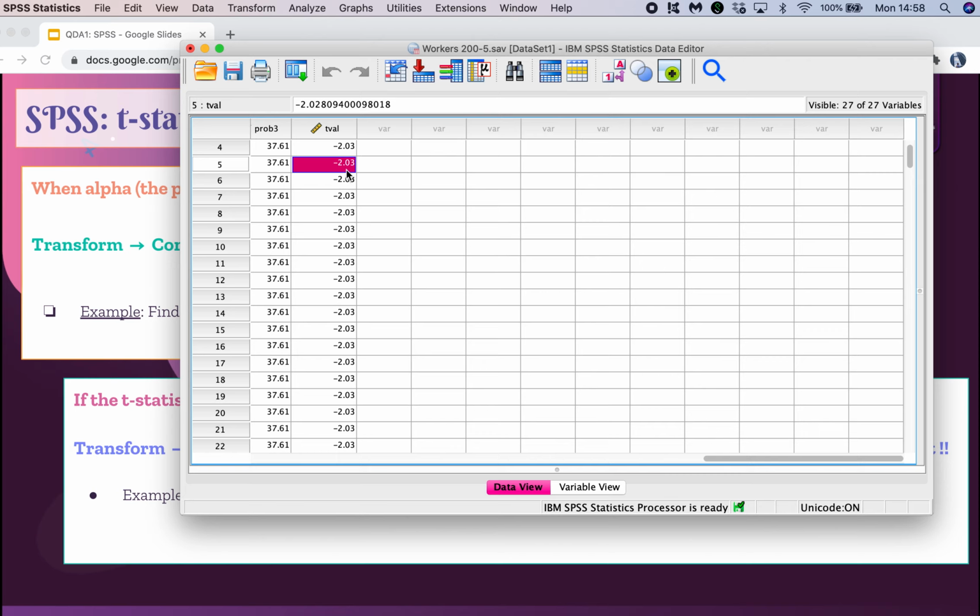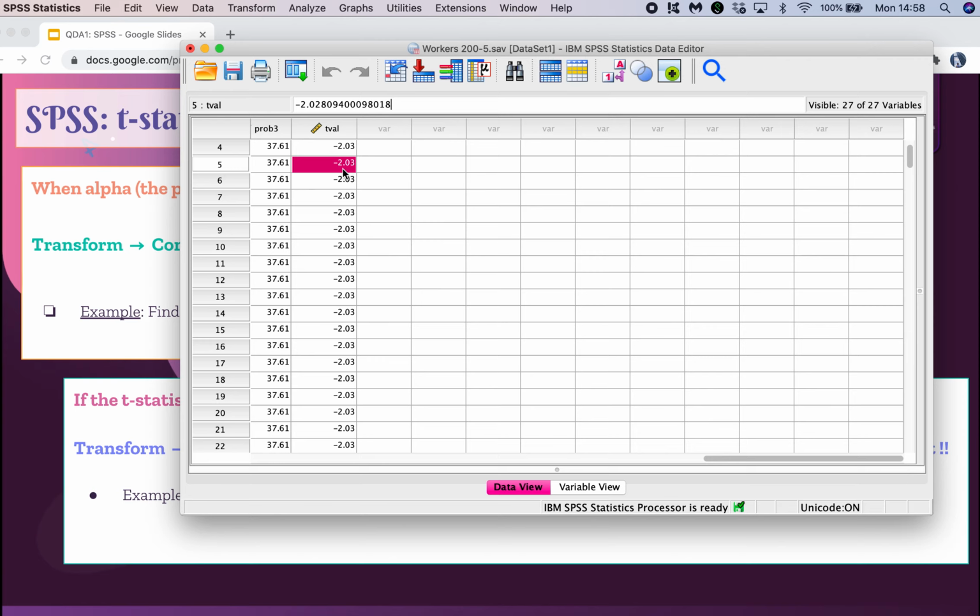And if you want, again, a more specific decimal count rather than just to the hundredths place like it says here, you can always look above this number at this little bar, similar to Excel. And in this case, you see more numbers. So here you see 2.02809, etc.